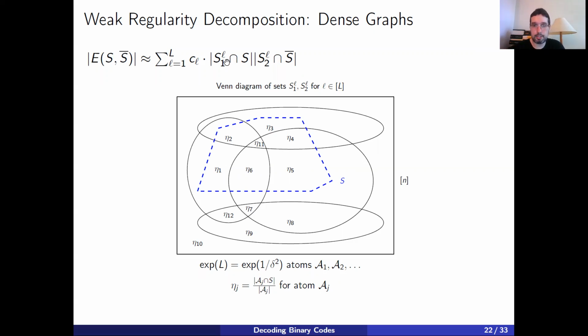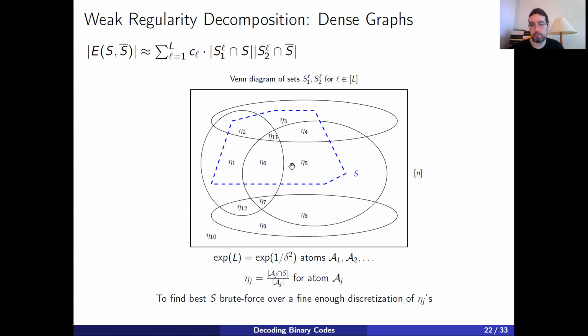And what is nice is that to compute those intersections here, the only thing that we need to know is the values of the fractions. And since there aren't too many regions, we can brute force over a discretization of fractions. We can consider a good enough mesh of all those fractions, and then this allows us to estimate the size of the cut reasonably well. Okay, very good.